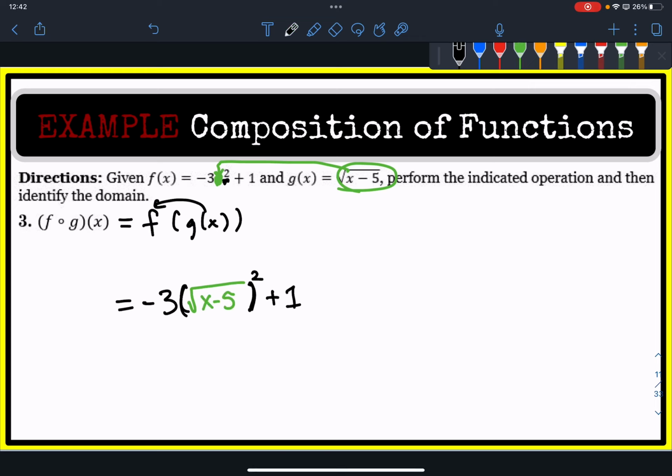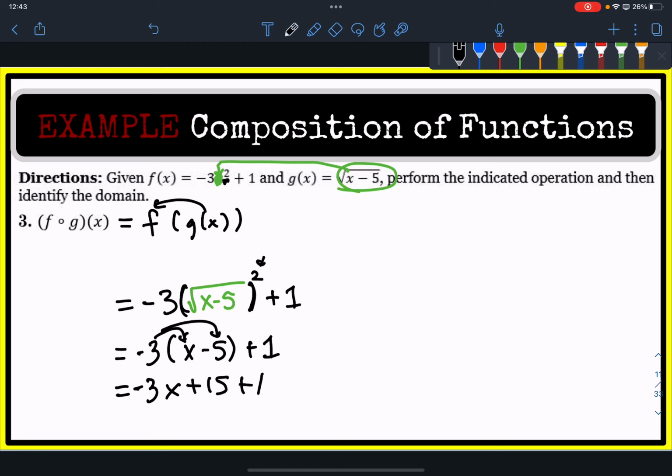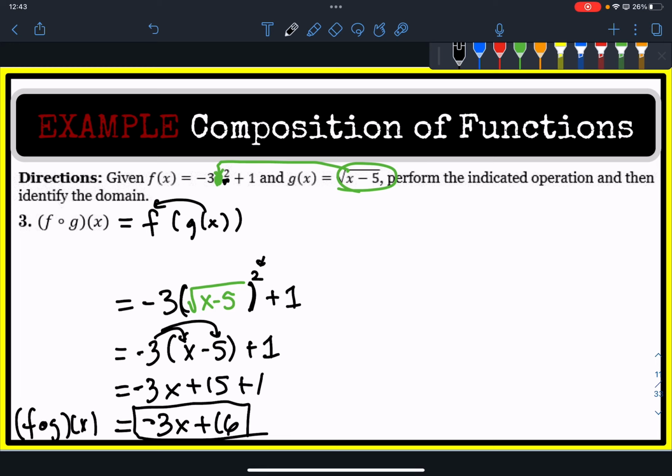To simplify this, I first have to look at the exponent and raise the square root of x minus 5 to the second power. Because these two things are inverse operations, they're going to cancel each other out. So in the parentheses, I'm only going to have x minus 5. The square and the square root cancel each other out. I can now distribute the -3 and combine like terms, and I end up with my answer. So this is the composition. This is what f of g of x equals, -3x plus 6.